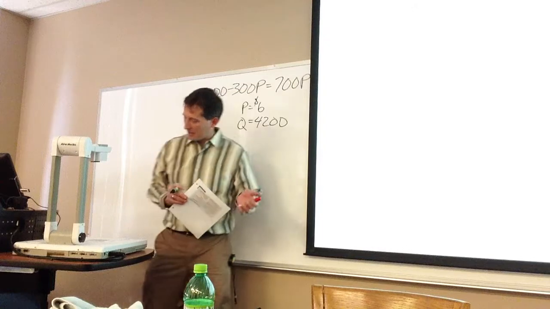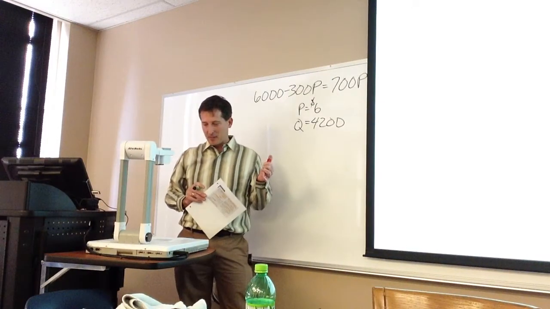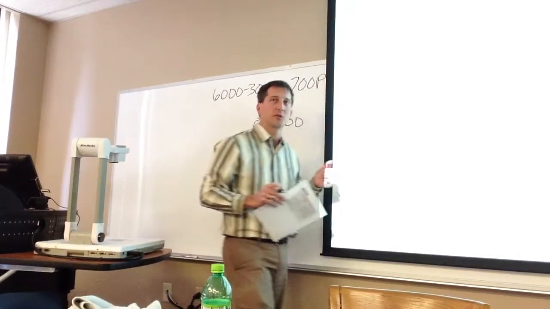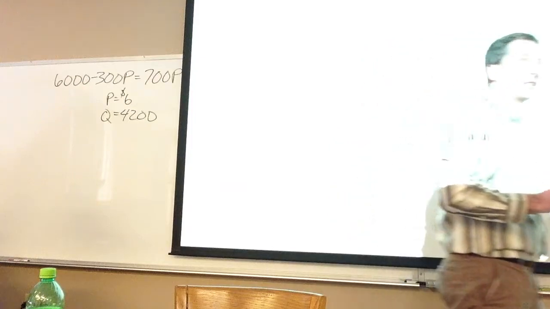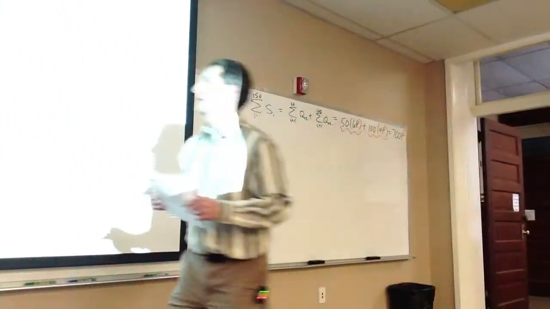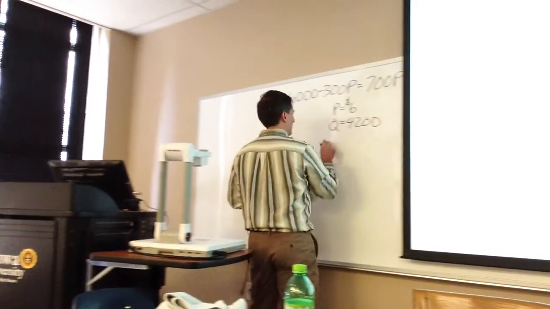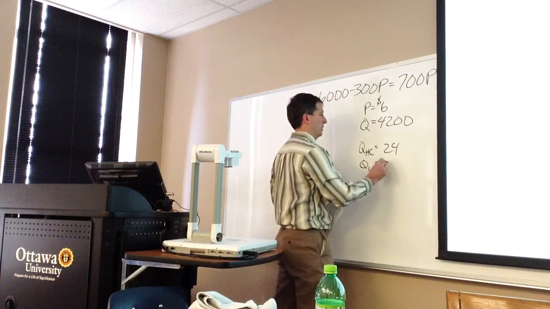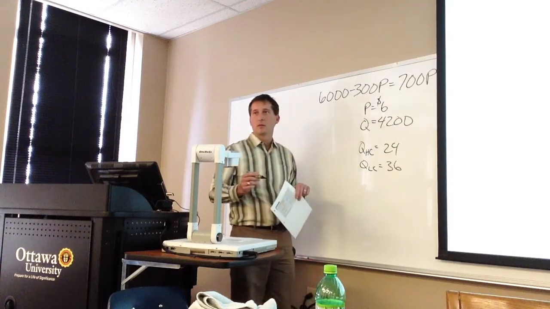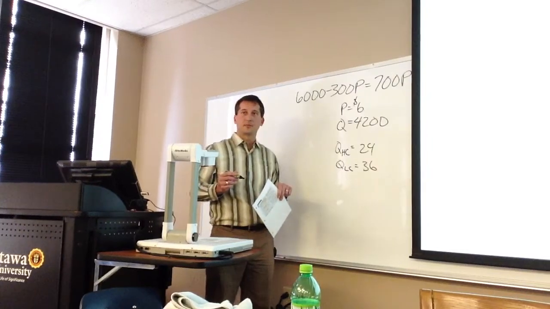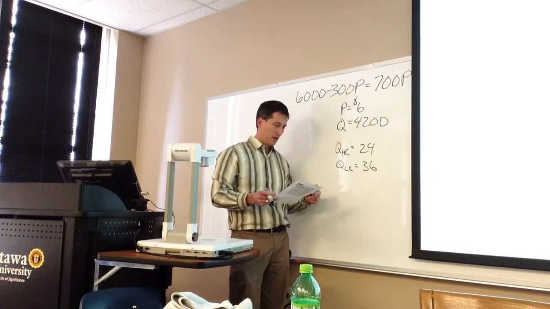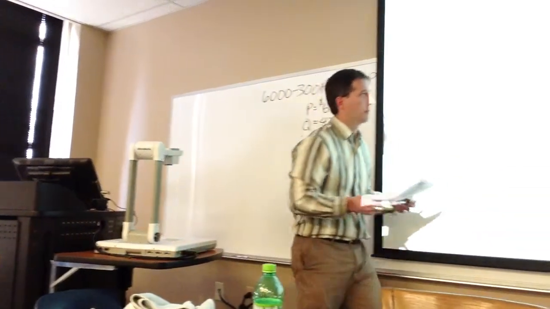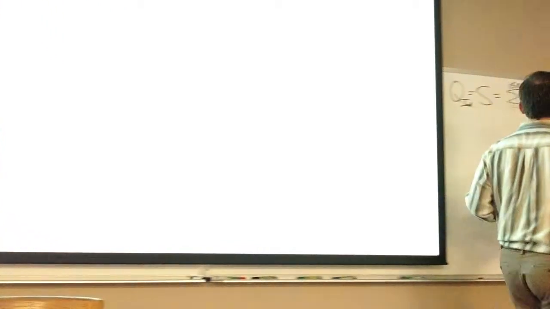All right, part C, at the price you found in part B, how many pickles does each high-cost firm produce and how much does each low-cost firm produce? Got an answer? 24 for the high cost, 36 for the low. Did you get that? How'd you do it, Curtis? Okay.